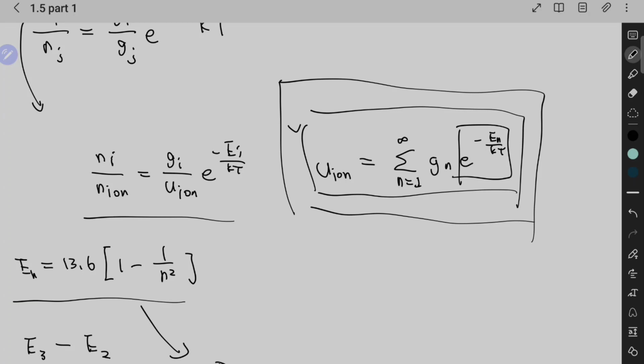So for this lecture, I'll go as far as this, but in my next lecture, I'll keep going deeper and dive into more details of this Boltzmann and Saha equation concept.